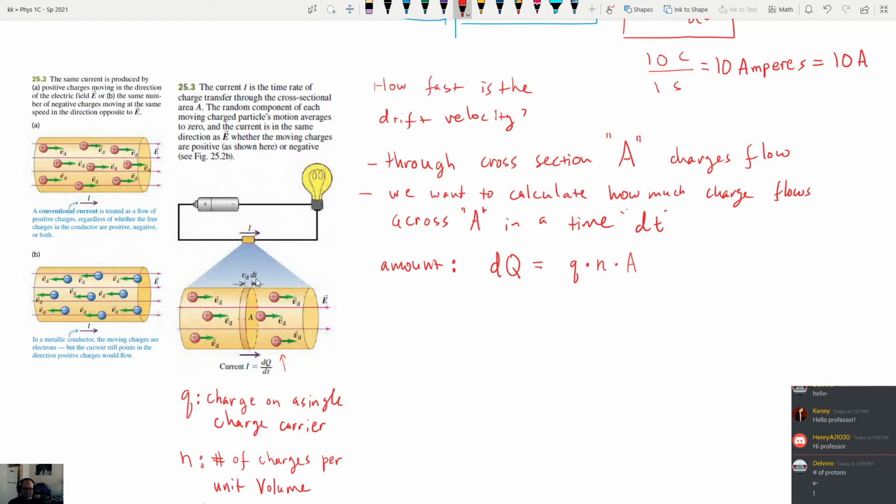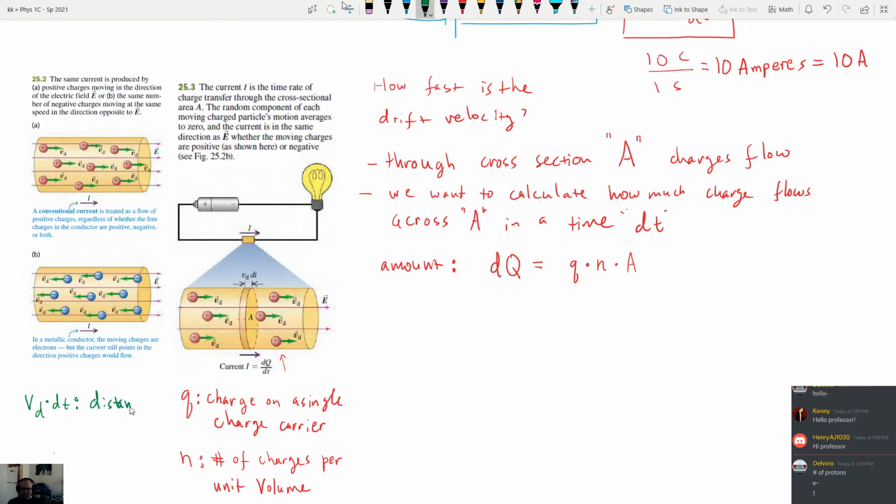And why do we multiply by this? Well, this gives us a distance. What does v_d times dt represent? Remember, our goal was to find how much charge flows through A in a time dt. Can we call it the drift distance or drift length? Yes, but can you say more? Basically, the whole ensemble on average moves that distance in that time. Exactly.